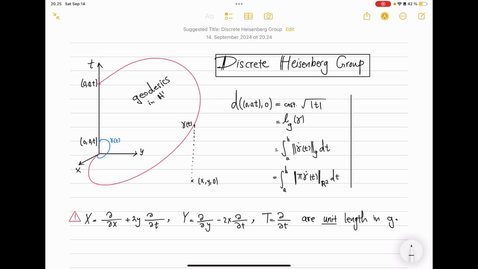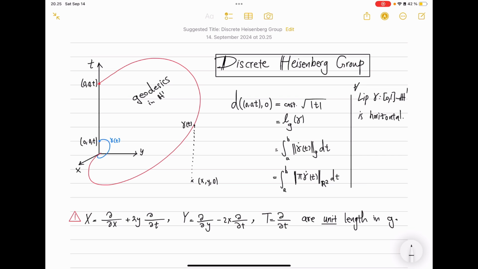It also turns out that if you have any Lipschitz curve into the Heisenberg group H1, per definition, there is no horizontality requirement here. It's just a Lipschitz curve into a metric space. It turns out that it's also horizontal, so its derivative almost everywhere belongs to the span of X, Y.